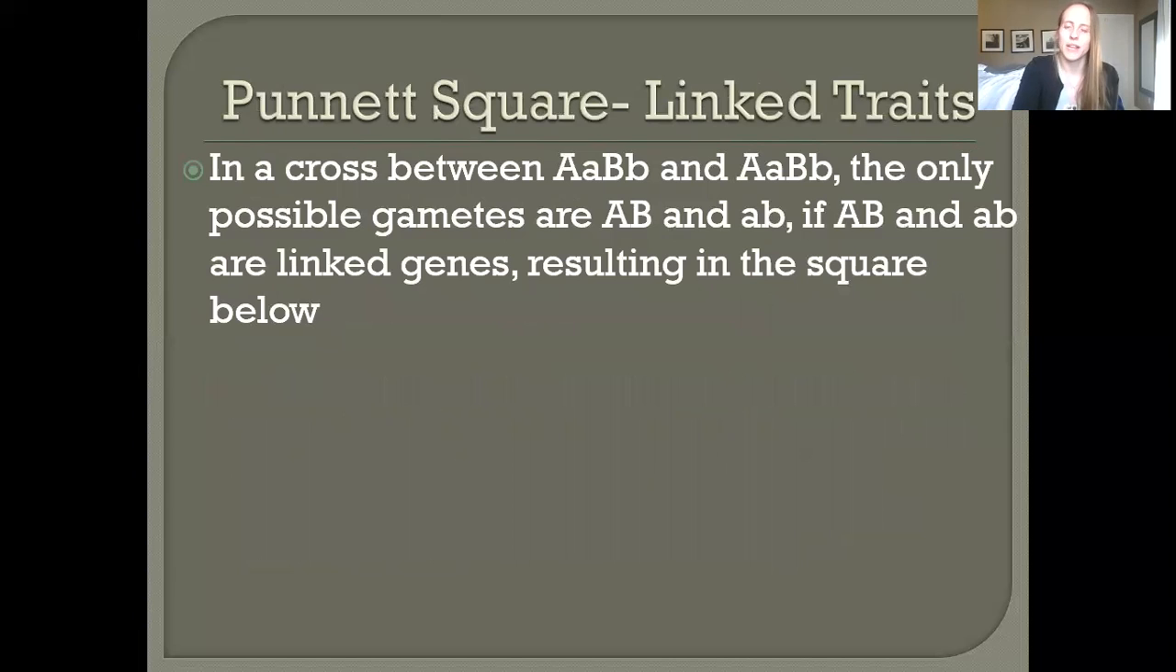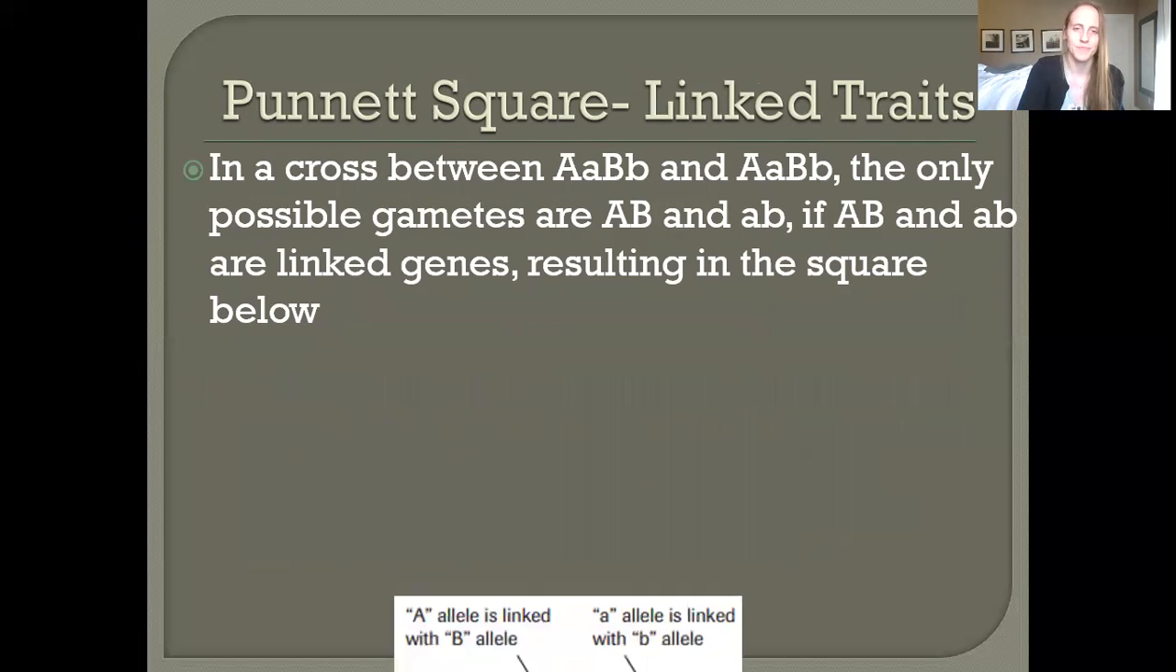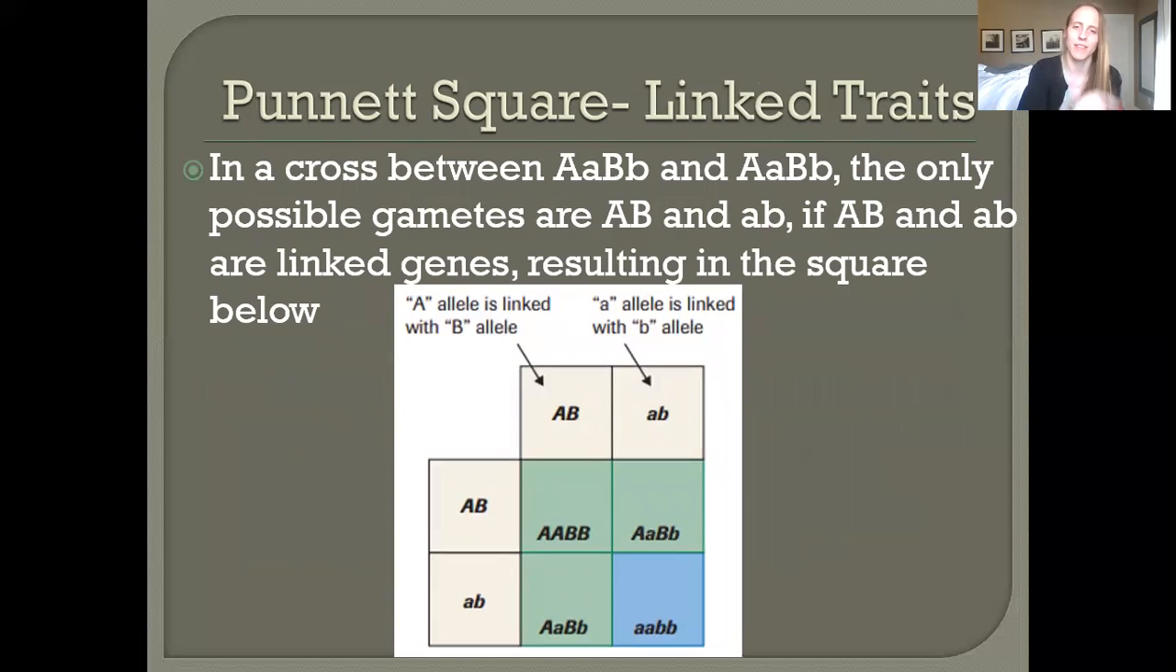So if you were doing a cross between these two fully heterozygous individuals, but the dominant alleles are linked and the recessive alleles are linked, then you only have two possible gametes instead of four. So you would end up with this kind of scenario instead. You can only have either the dominant alleles together or the recessive alleles together. You can't have one dominant and one recessive. Again, this is just for your information, but you're not going to be tested on this.